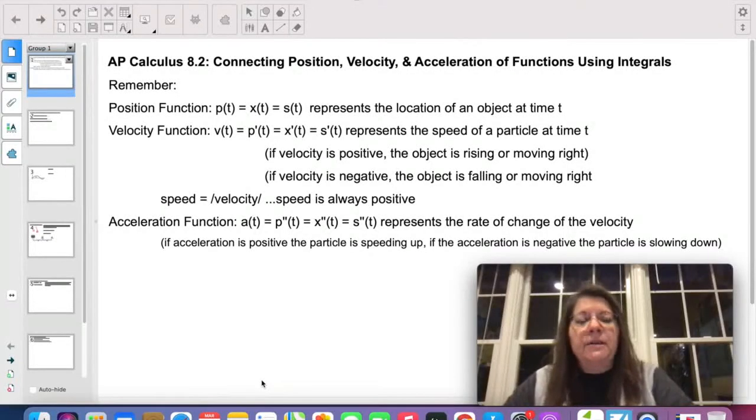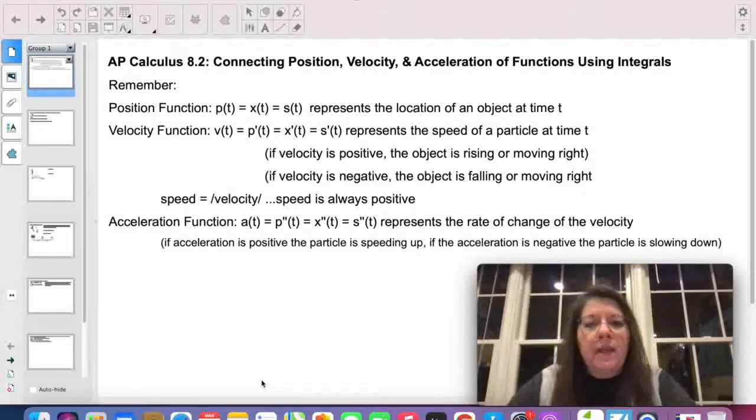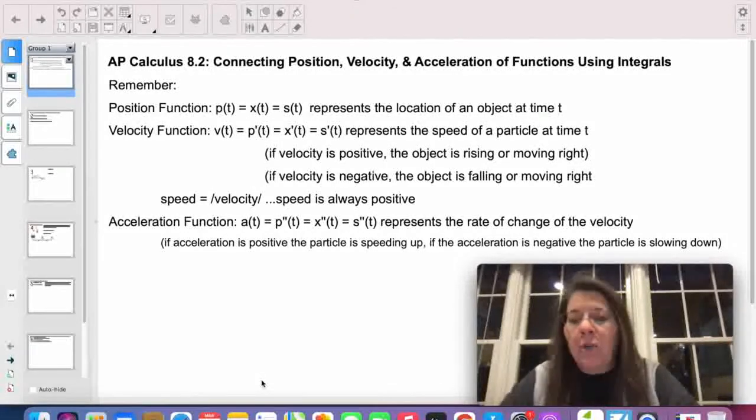This is AP Calculus 8.2, connecting position, velocity, and acceleration of functions using integrals. We're just going to review the position, velocity, and acceleration of functions and then work our way backwards. They might give us acceleration and we will work our way back and find the position function using ordered pairs that they gave us by finding the particular solution.